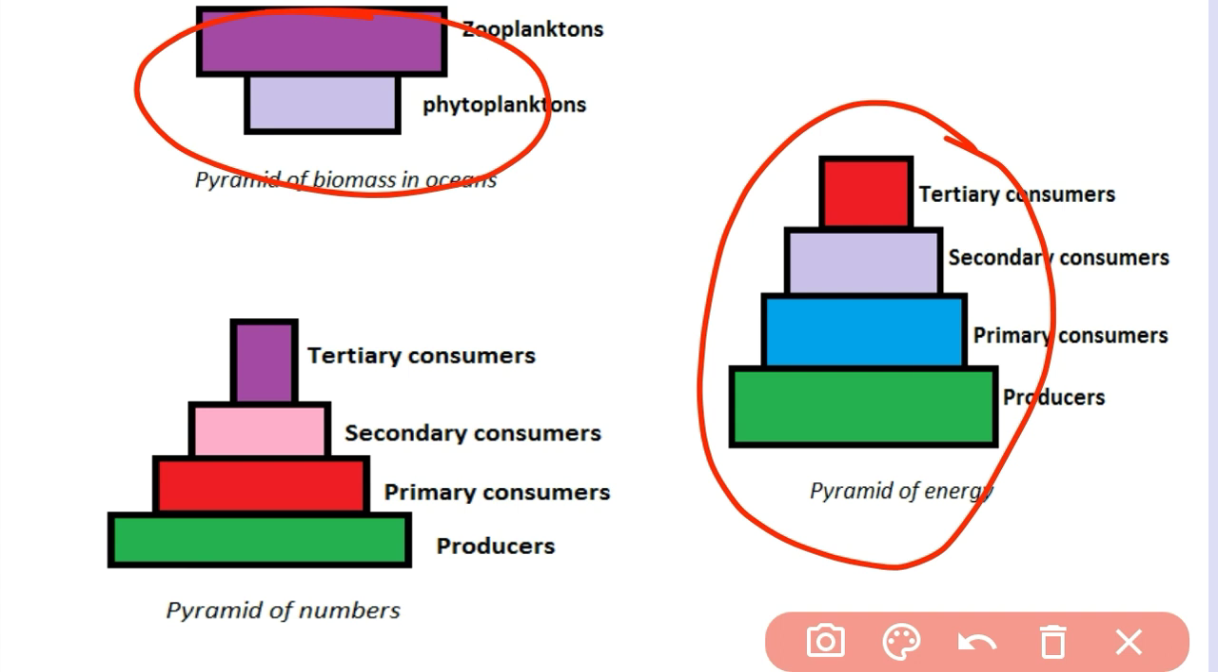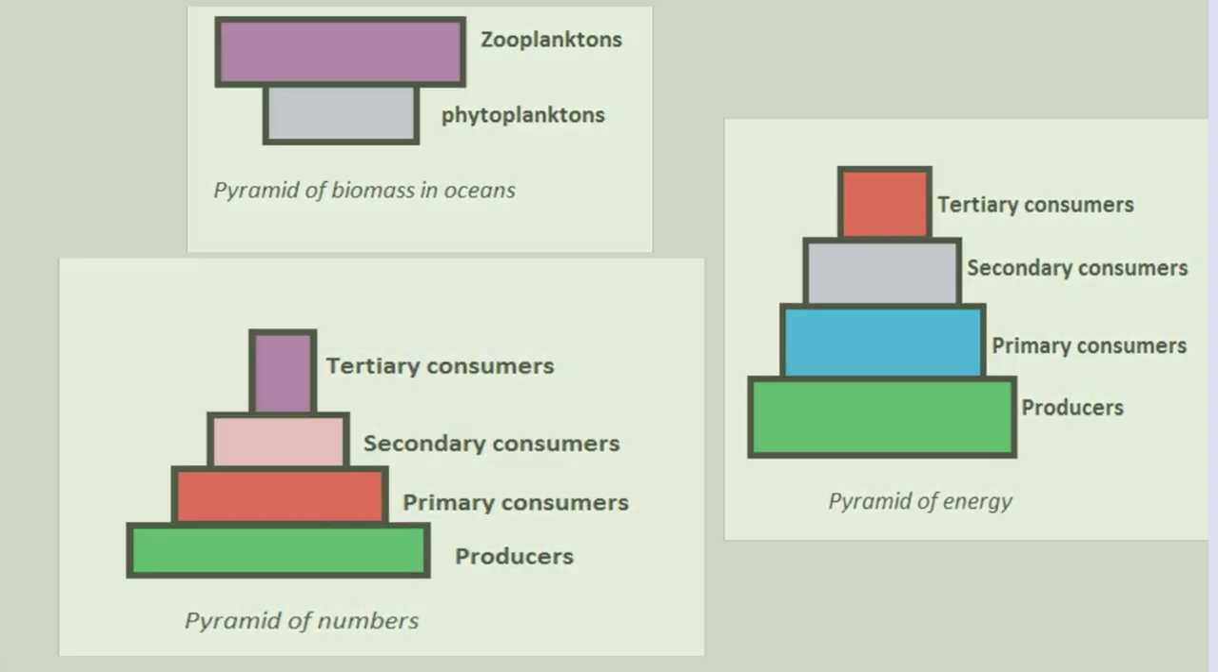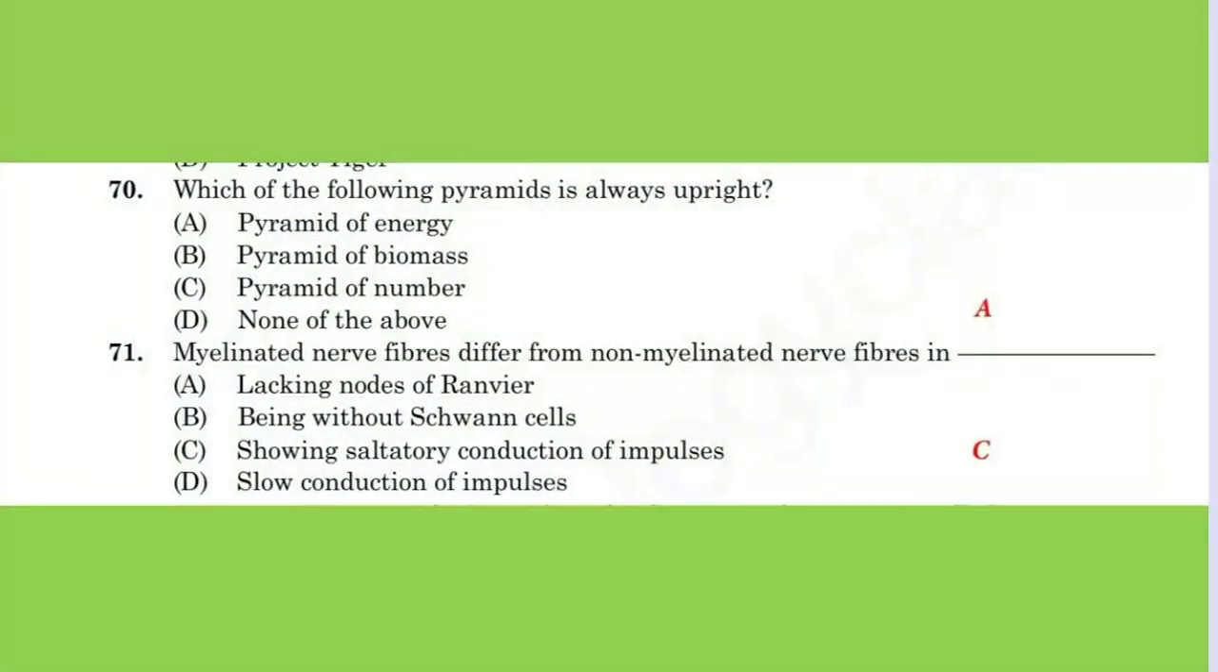Which is less than the small fish and the big fish having a maximum biomass. So, the answer for this question: which of the following pyramids is always upright? The answer is a pyramid of energy. The next question: myelinated nerve fibers differ from non-myelinated nerve fibers in.